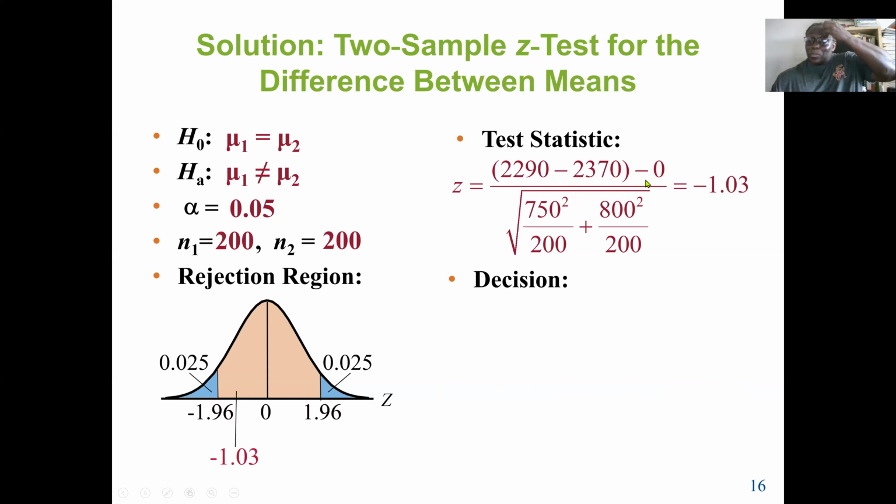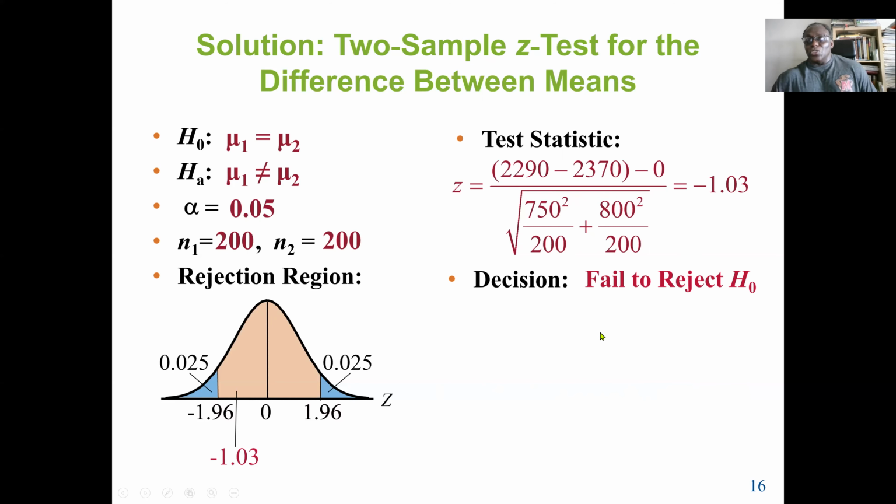The same thing, we have to minus the difference of the two sample sizes. Here also the samples are the same, 200 minus 200, so it's 0, divided by the standard error. The standard error for two-sample testing will be the variance of the first population divided by the first sample size, plus the variance of the second population divided by the second sample size.